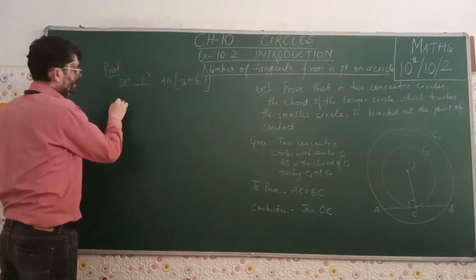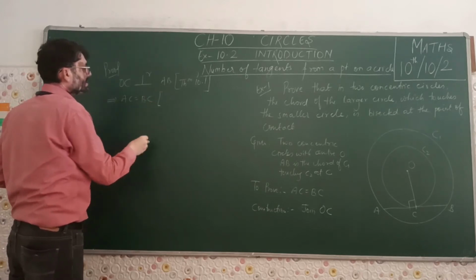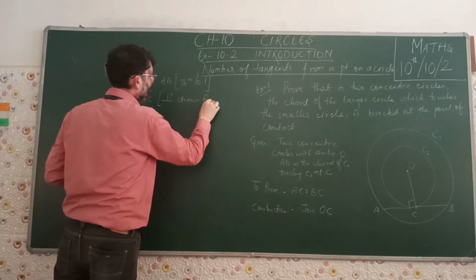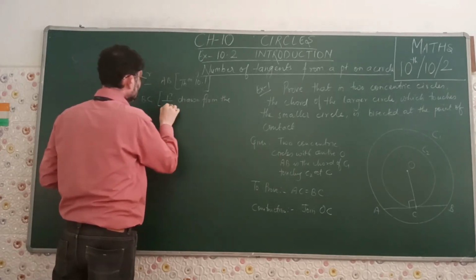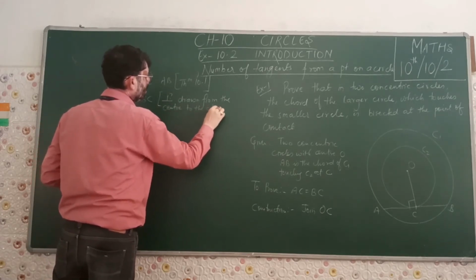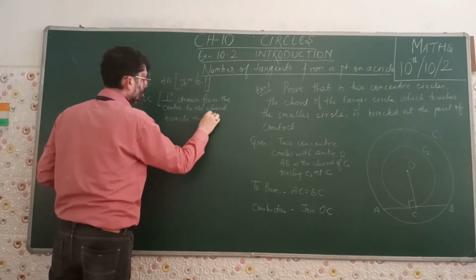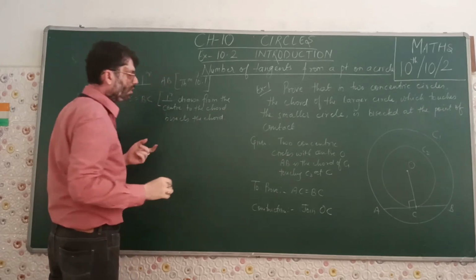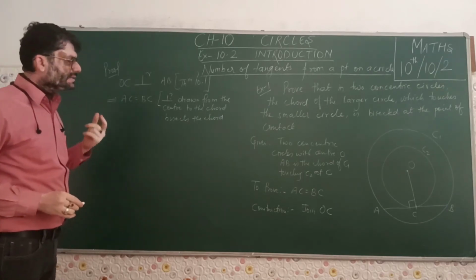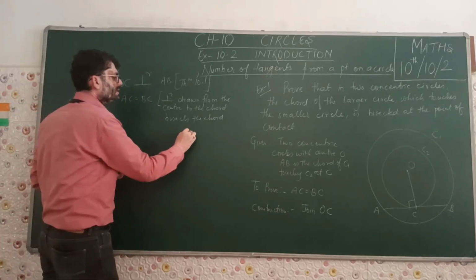So we can say, this implies AC is equal to BC, since a perpendicular drawn from the center to the chord bisects the chord. Whatever we wanted to prove has been proved within two steps. So this is proved.